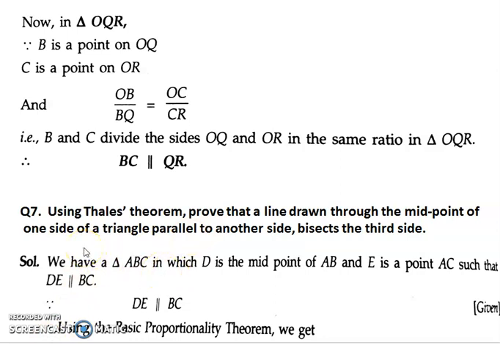Using Thales' theorem, prove that a line drawn through the midpoint of one side of a triangle is parallel to another side and bisects the third side. Now, this is the midpoint theorem which you have already done in standard 9. So, it is given that a line is drawn through midpoint of one side of a triangle, and it is also given that it goes parallel to the third side. So, wherever it bisects the third side, we have to prove that that is the midpoint of the third side.